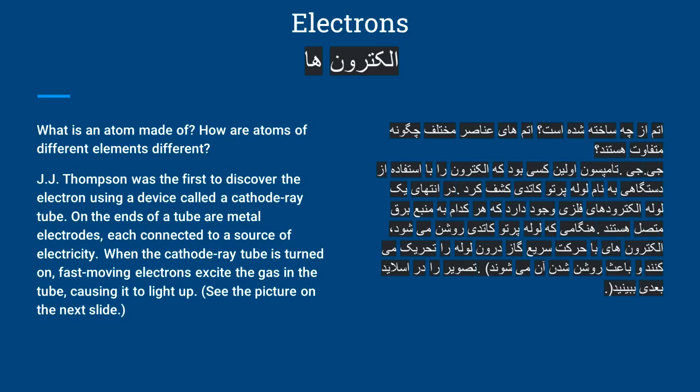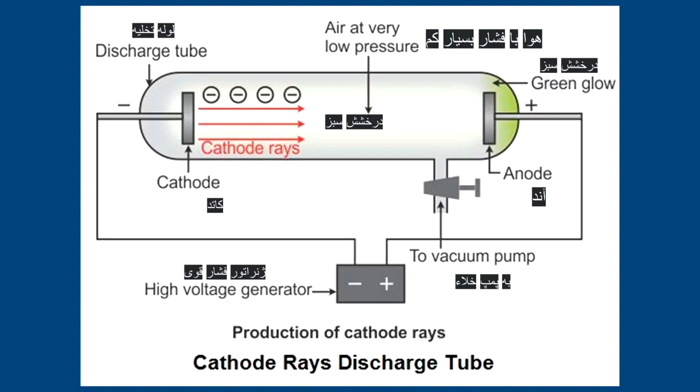Next, I'll briefly describe what the cathode ray tube is, and then I'll show you a diagram. On the ends of a tube are metal electrodes, each connected to a source of electricity. These electrodes can be made of any type of metal. When the cathode ray tube is turned on, fast-moving electrons excite the gas in the tube, causing it to light up. Here's a visual of the cathode ray tube I discussed on the previous slide.